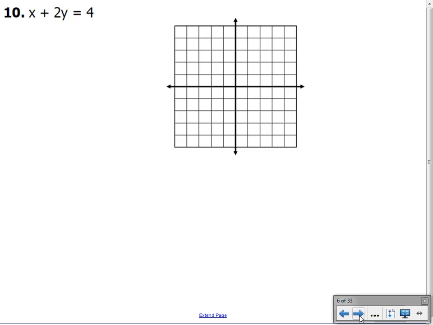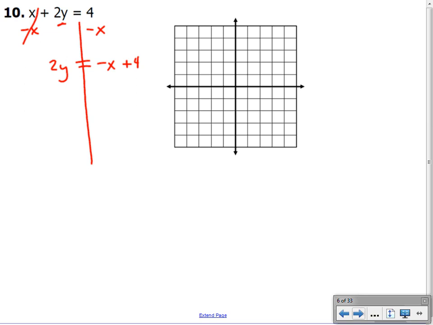Now, let's look at an example where it doesn't start in slope-intercept form. This is what we would call standard form. The first thing I want to do is get this in slope-intercept form by solving for y, which means get y by itself. So let's just think about this as an equation for a second. To get y by itself, we'd have to start by subtracting x from each side. That would leave us with 2y equals -x plus 4. And then I would have to divide everything by 2.